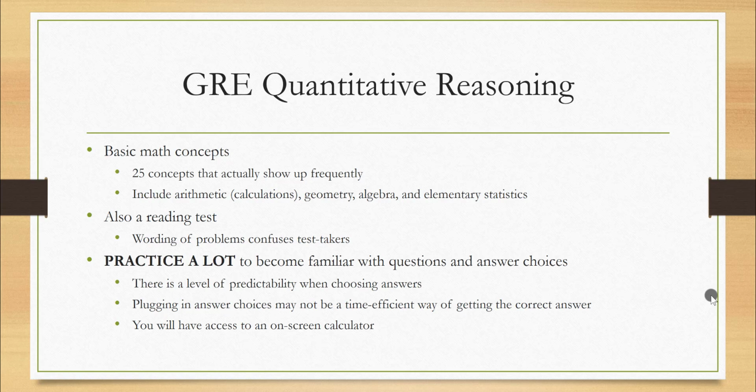You are pressed for time, 35 minutes to complete 20 questions in each quantitative reasoning section. So, just plugging in answer choices or using the on-screen calculator too often may not be the most efficient way to get the correct answer. In addition to becoming familiar with the questions on the GRE, you will need to be a very careful reader, as the wording of the problems in the quantitative section is meant to test your observation skills.